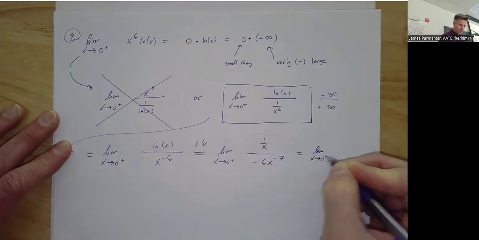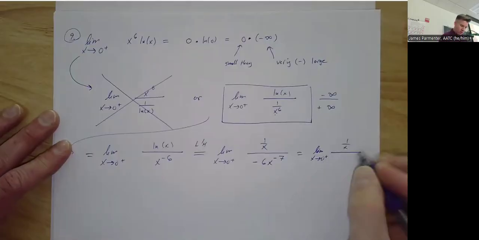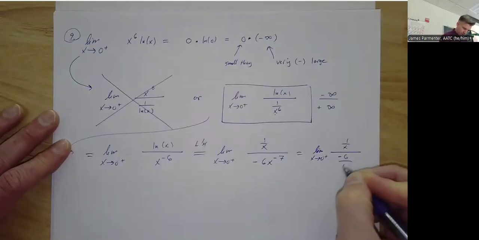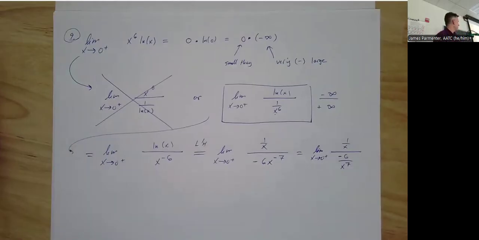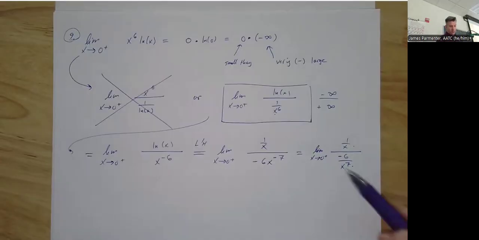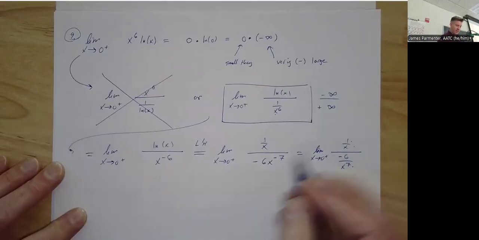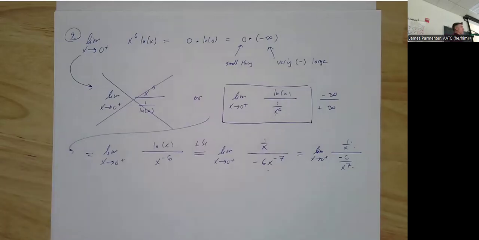If I rewrote this as 1 over x over negative 6 over x to the 7th, you could say to yourself, well, look, that's still an infinity over infinity type, right? The top's going to positive infinity, the bottom's going to negative infinity. And you could apply L'Hopital's rule again, and you shouldn't. So if you do it again, you're just going to get stuck. For here, this is x to the negative 1, this is x to the negative 7. If you take the derivative, you're just going to get more and more negative powers of x, right?